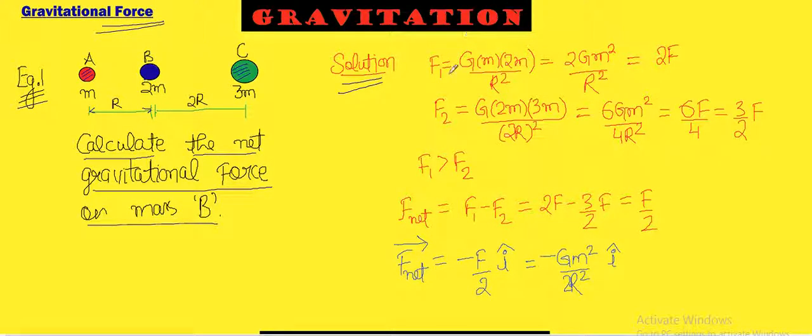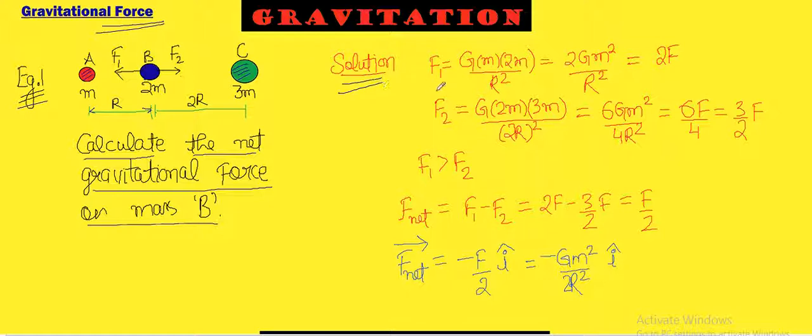All we need to do is assign these forces some value. The force on particle B due to A, let's name it F1. I hope you know that gravitational force is always attractive, so the force from A on B will be in the direction of A. F1 is towards A. Similarly, the force from C on B, let's name it F2, is also attractive in nature, so it is toward C.